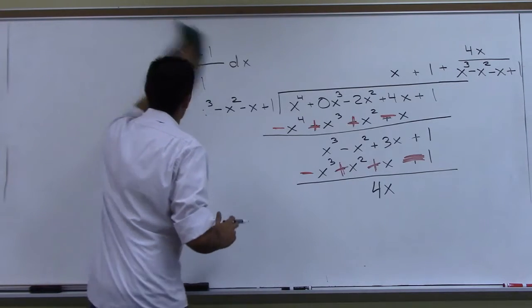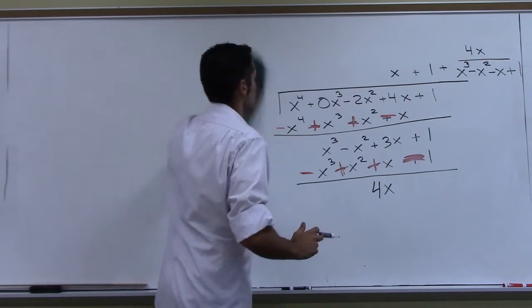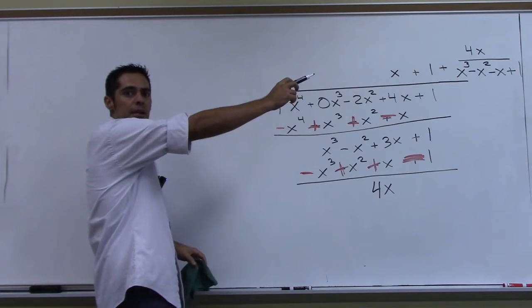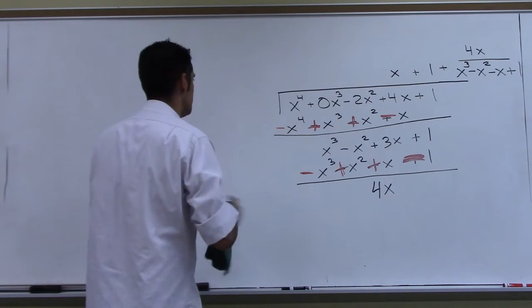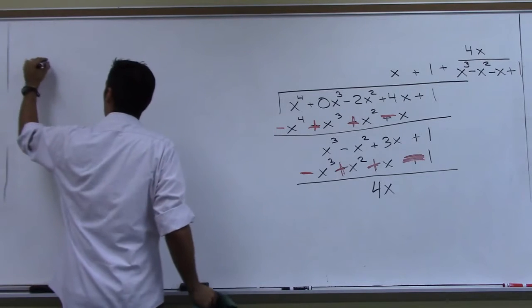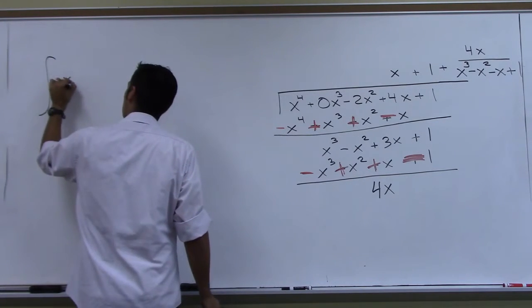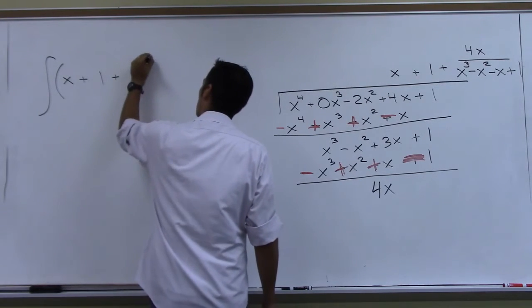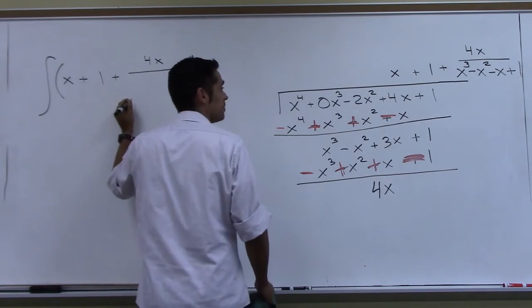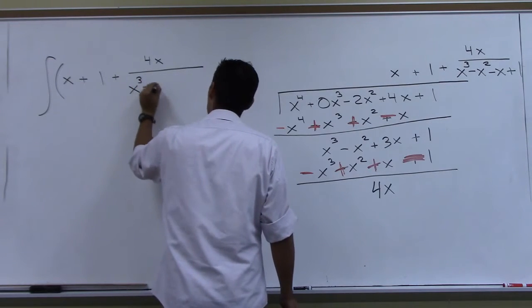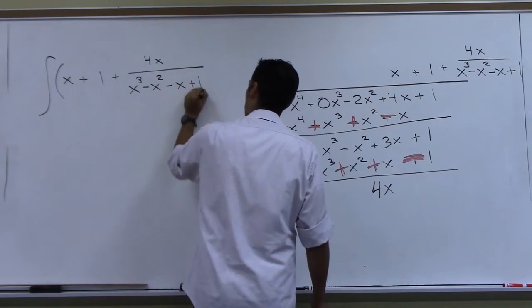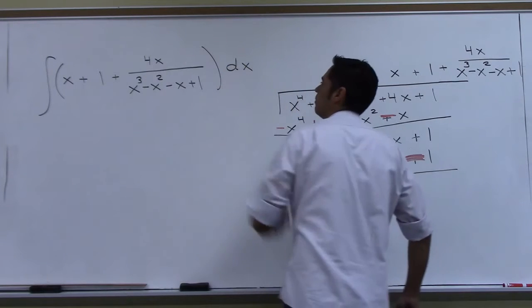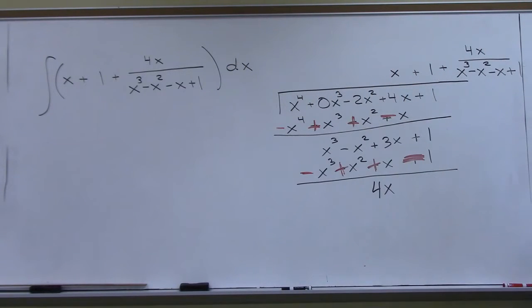The original integral can be rewritten with that as the integrand instead, which is what I'm about to do. Integral of x plus 1, I like that, and then plus 4x over x cubed minus x squared minus x plus 1. I don't like that, though. That's the original problem rewritten. You can handle that, right?